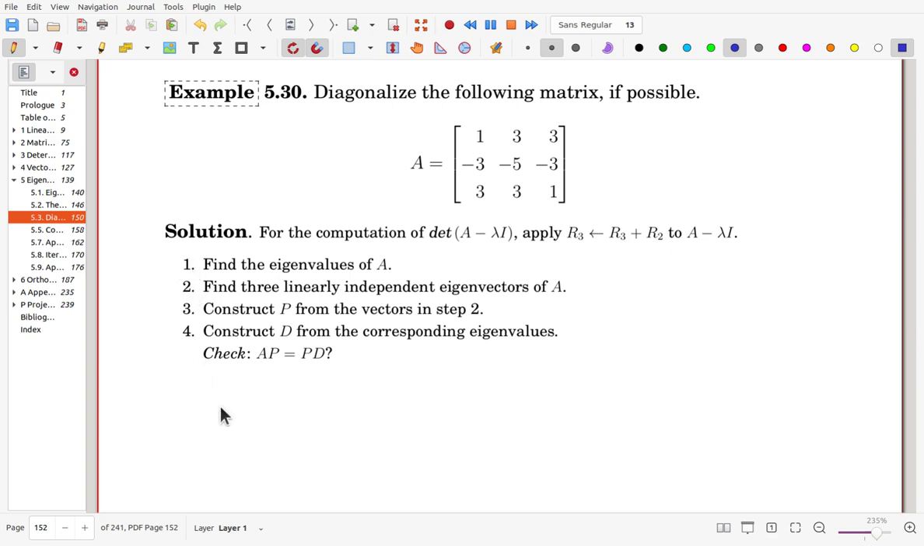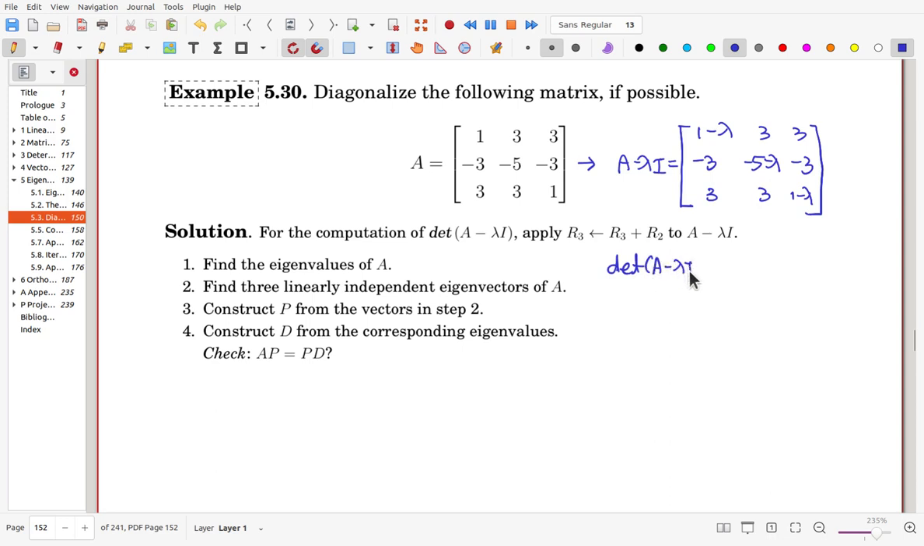First, we have to find the eigenvalues. In order to do that, from here, we try to get A minus lambda I. That is 1 minus lambda, 3, and then minus 3, minus 5 minus lambda, and minus 3, and 3, 3, 1 minus lambda. Now we have to find its determinant, the determinant of A minus lambda I.